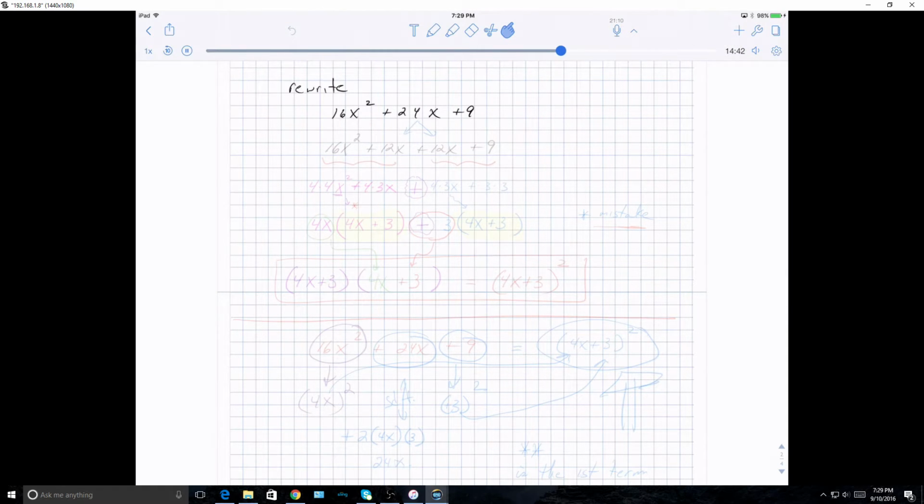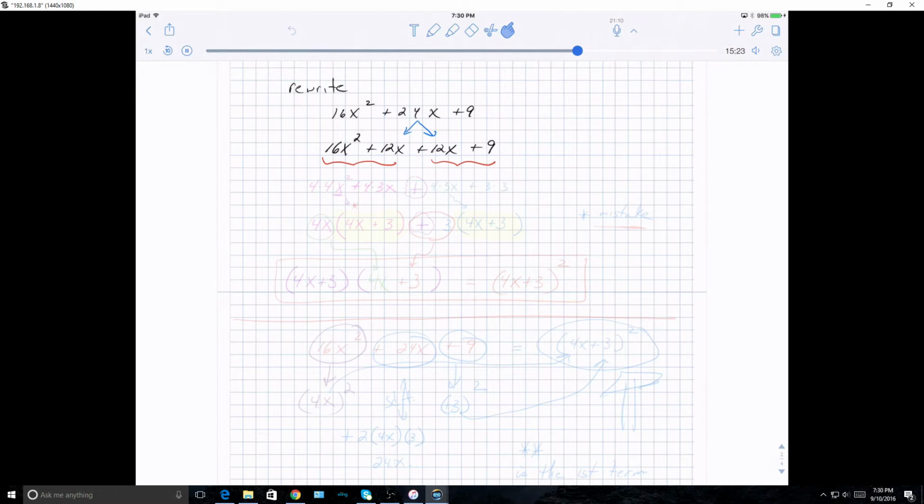And what we're saying is that we can now break this 24 up into two values. So we can have 16x squared plus 12x plus another 12x plus 9. Notice that all we did was break up this 24x into the two components of 12 and 12. And the reason being is now we're going to look for common factors between this grouping and this grouping of items.